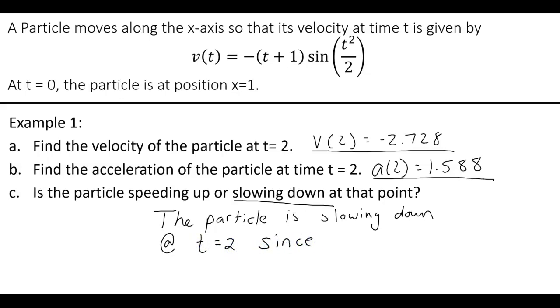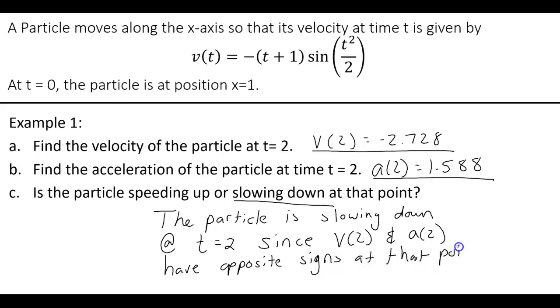Since v of 2 and a of 2, and if you didn't use a, you could have put v prime of 2, have opposite signs at that point.